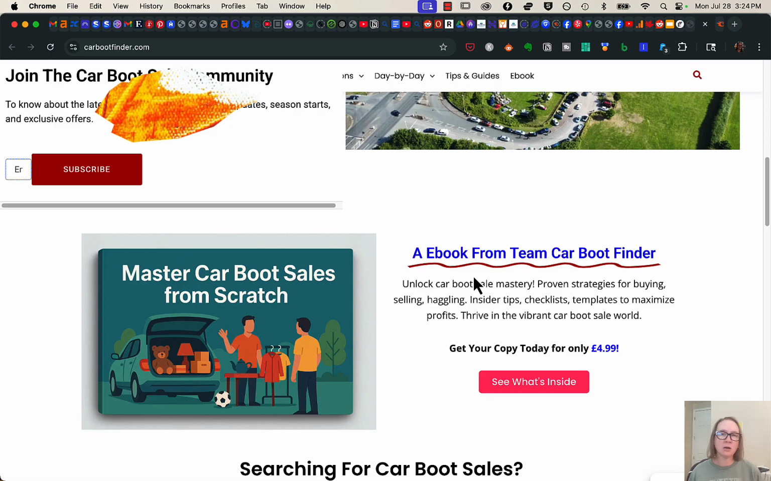So this actually targets people who are flipping stuff that they find at car boot sales, which, like I said, I think is the equivalent of flea markets here in the U.S. Only £4.99. So that's how they're monetizing.